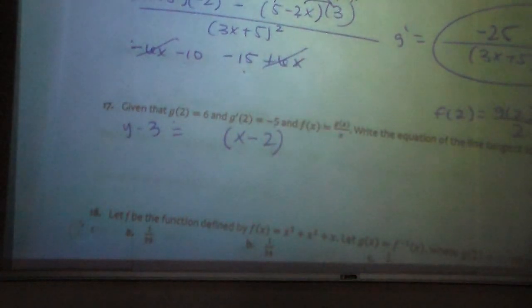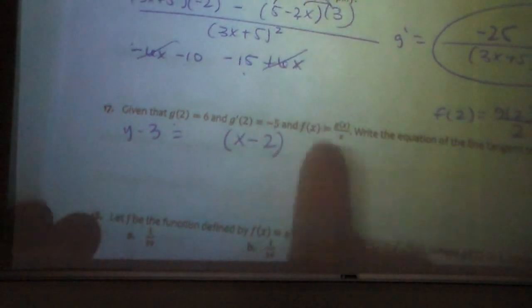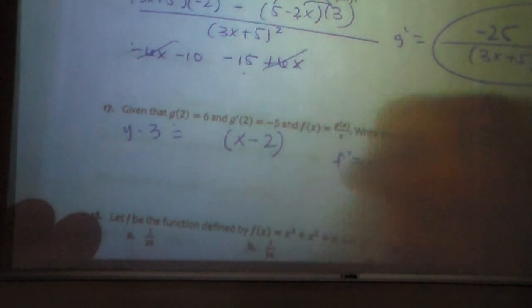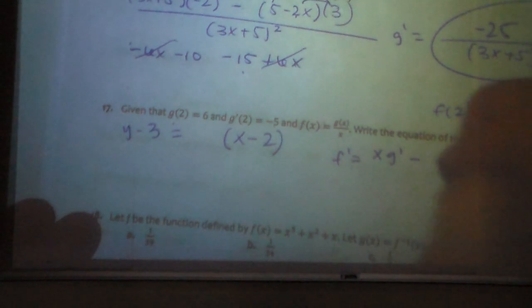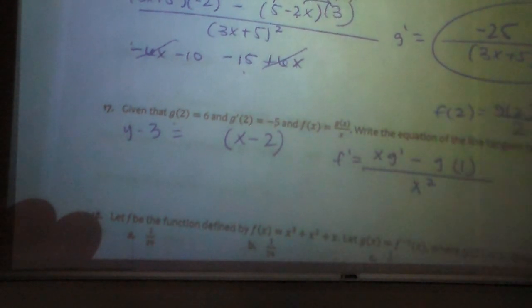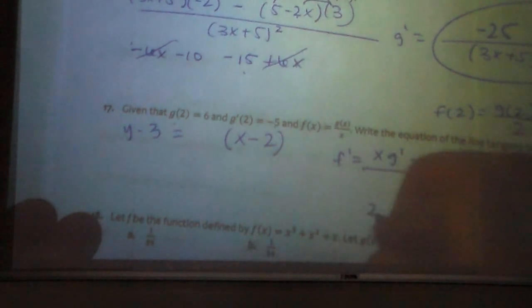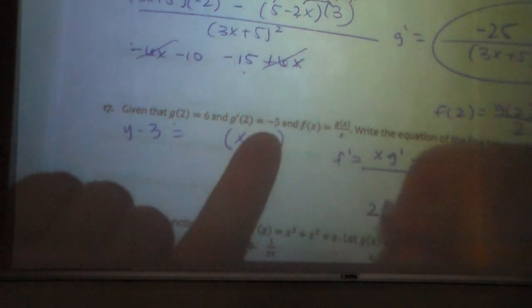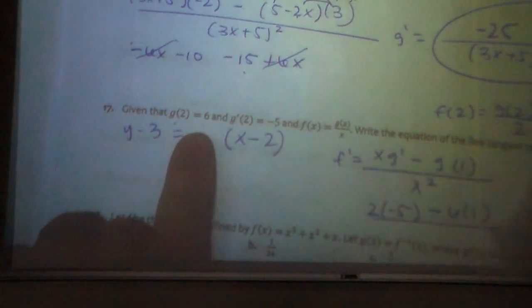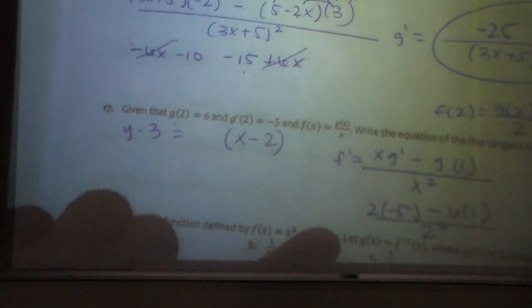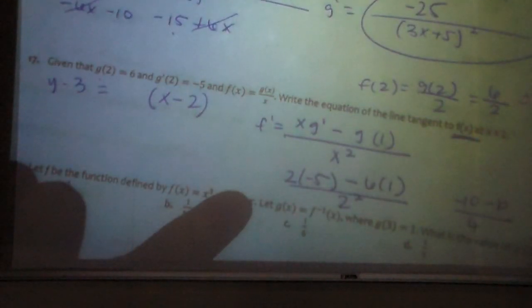Now I need to find my slope. Slope of f, so derivative of f, this would be quotient rule, low d high minus high d low is just 1, underneath the low squared goes. Now I can plug in 2, so this is 2, g prime of 2 is negative 5, minus g of 2 is 6 times 1 over 2 squared. So that's negative 10 minus 6 over 4, that's negative 16 over 4, which is negative 4, so that is my slope.